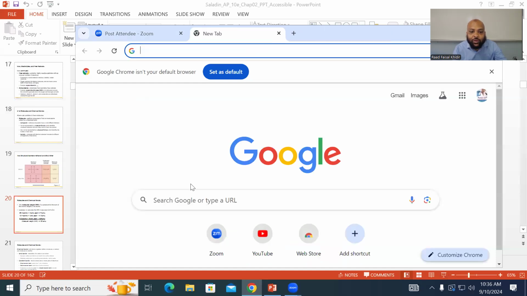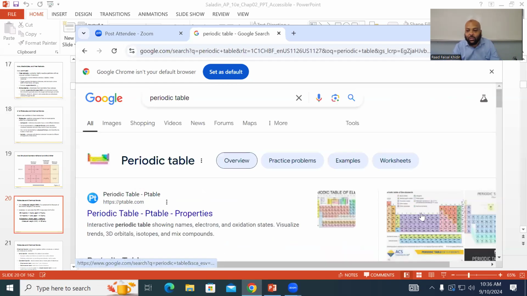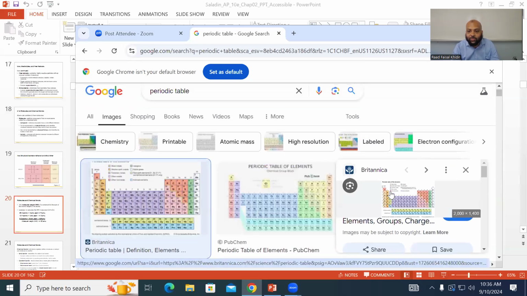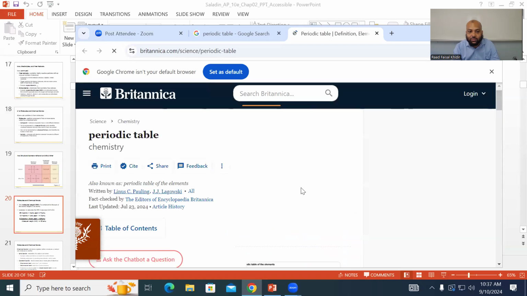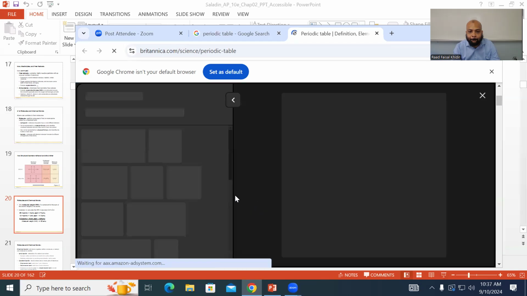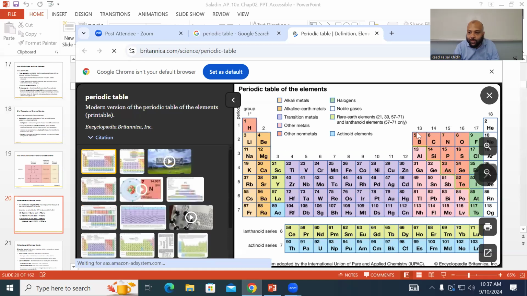Let me go to the periodic table and pull up my periodic table. So in the periodic table, let's look at carbon. Let us now look at carbon. Carbon has, it is not showing me.